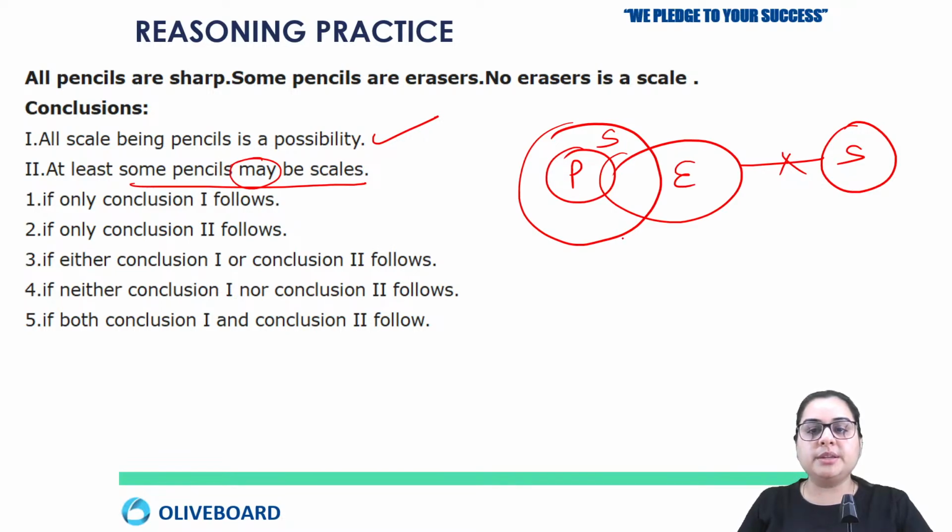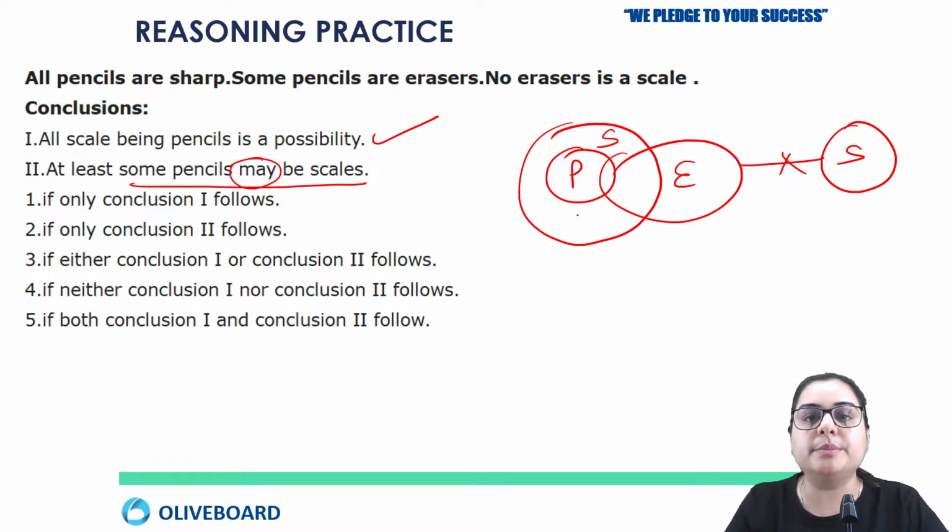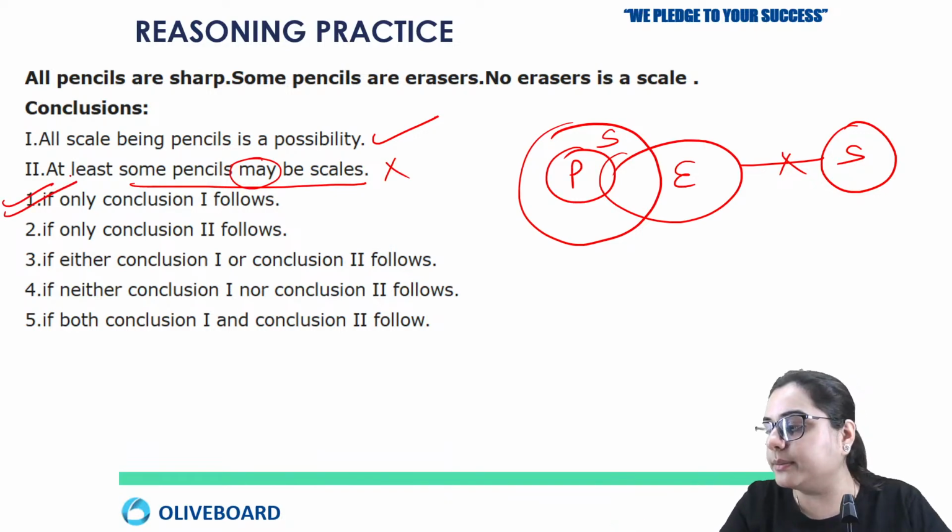So what he means here is that some pencils may be scales. At least some pencils may be scales means he means to say that some pencils can come in scales, but they are already coming. It is not a doubtful one, it is a definite one, and the definite one cannot be true in the possibility. So here the second one is wrong and the answer will be option number 1. So it is just Irina who has given me the correct answer.